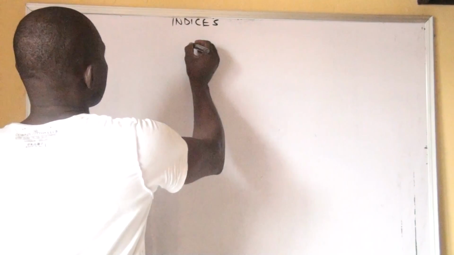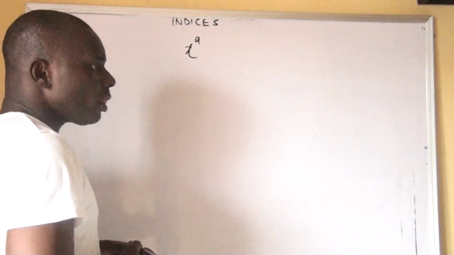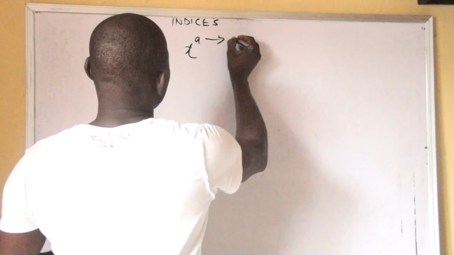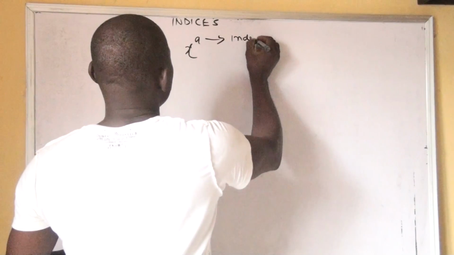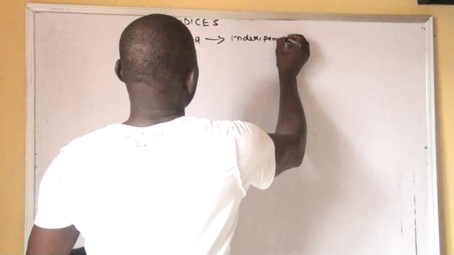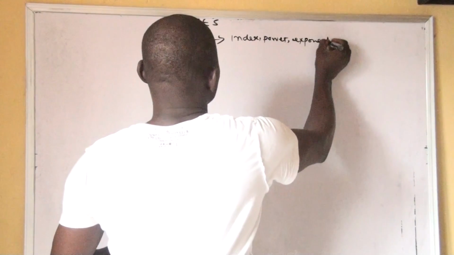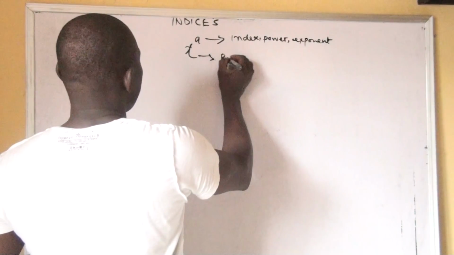Assuming we have x raised to power a here. The a we have here at the top means index. Index, or sometimes we refer to it as power, or I call it exponents. While the x here is what we term as the base.